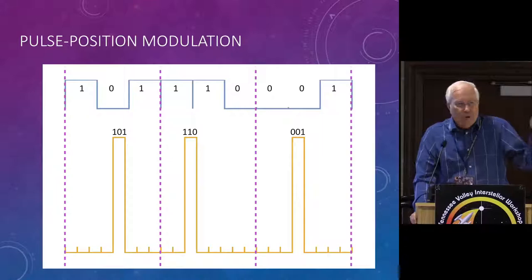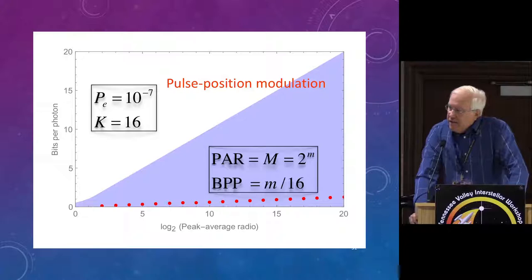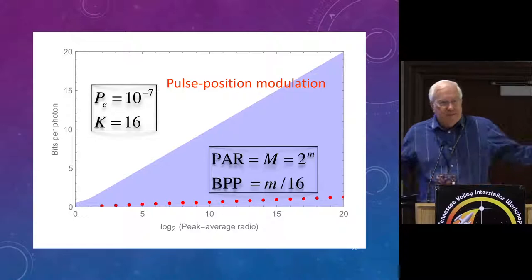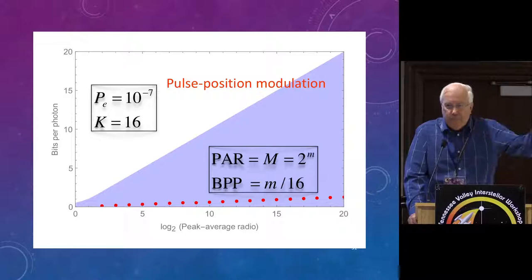Okay, so if we work out the bits per photon, the photon efficiency that we can achieve with this technique, we get the red dots, which correspond to different frame lengths. Those red dots follow a trajectory which is 1/16th of the fundamental limit. So with this technique, pulse position modulation, we're still a factor of 16 larger in aperture area than the fundamental limit tells us is necessary.